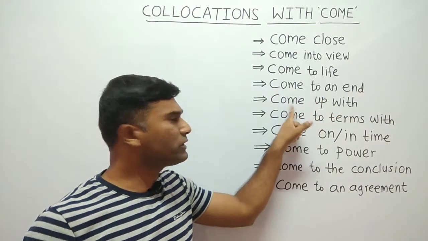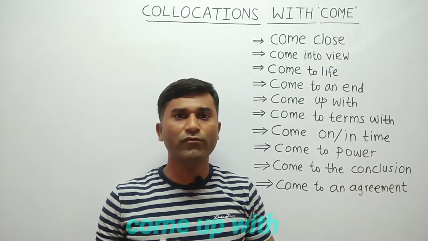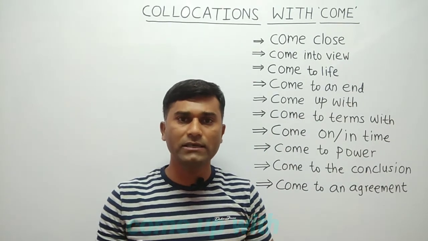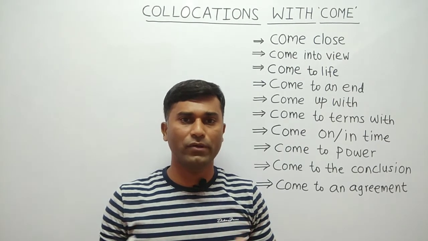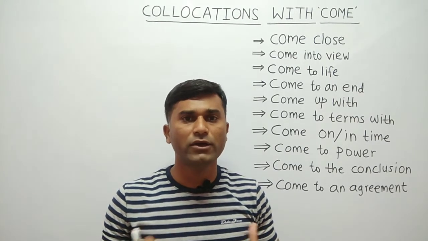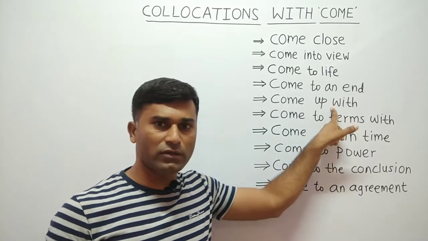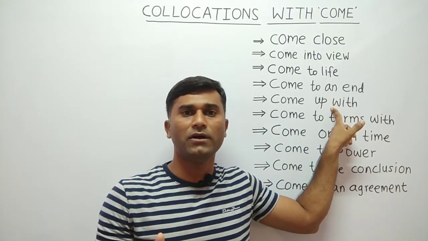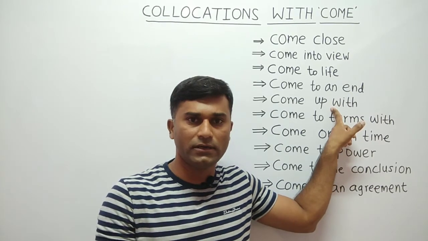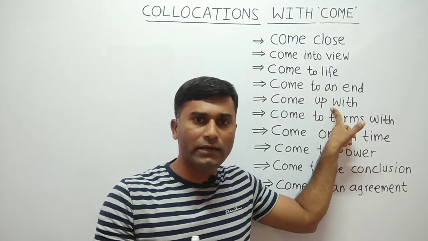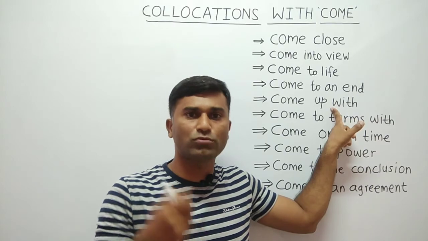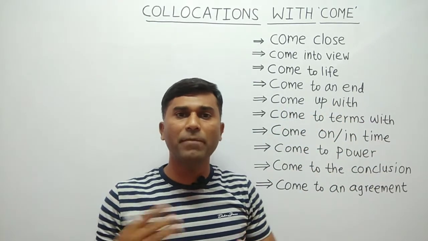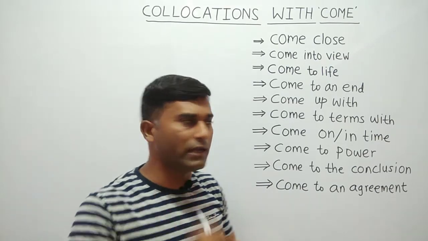Okay. Next is come up with. Come up with means to suggest or think of an idea or a plan. For example, you can say that she has come up with some amazing scheme to double the income. So she has suggested. So she had this idea of this scheme to double the income. So you can say she has come up with some amazing scheme to double the income.